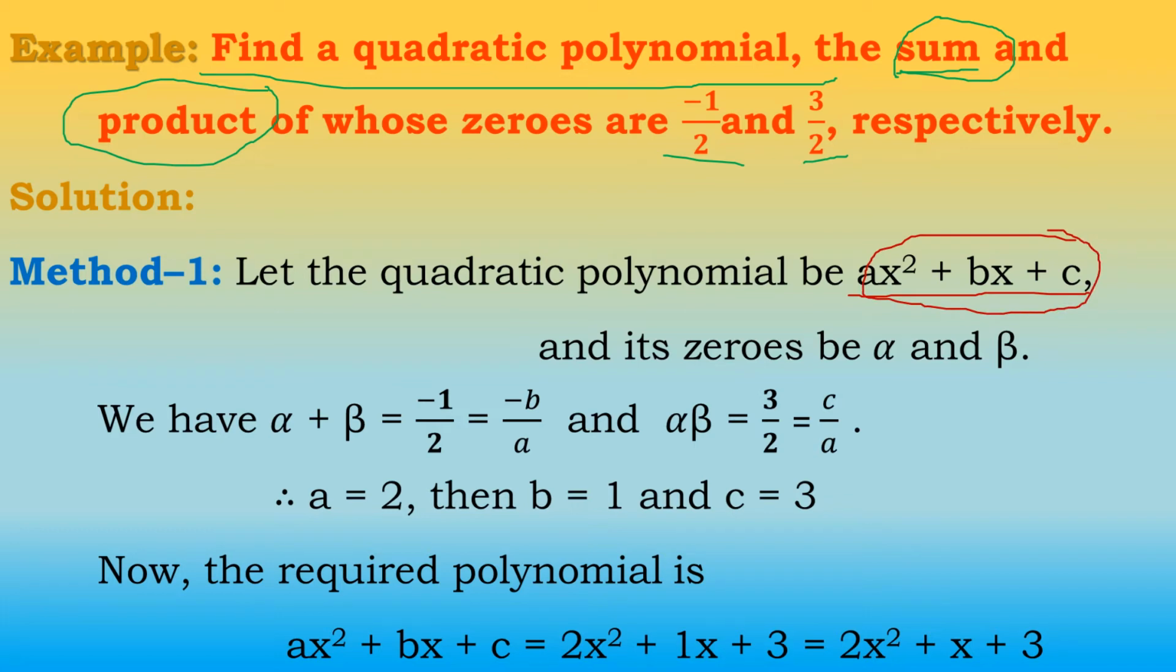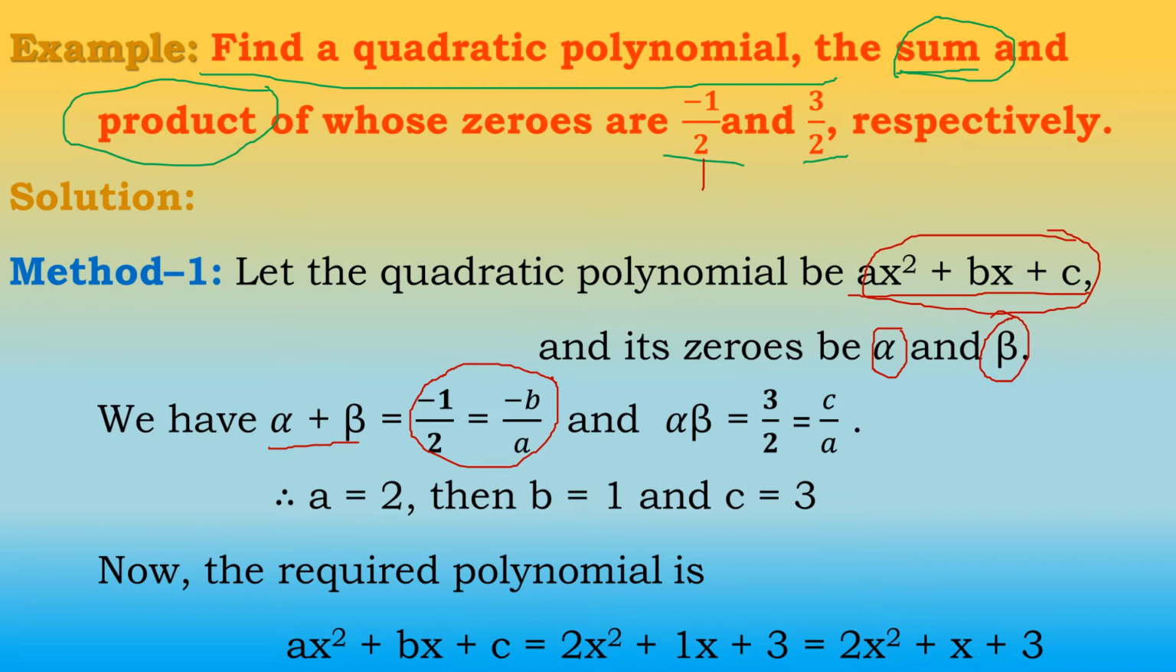For every quadratic polynomial, as we know, we have two zeros. What are they? Alpha and beta. These are the zeros of a quadratic polynomial. Now the sum of the zeros, alpha plus beta. What is given for alpha plus beta? Minus 1 by 2. As we know, the sum of the zeros formula is minus b by a. Now by comparison of these two, minus 1 by 2 is equal to minus b by a. We need to compare these two.